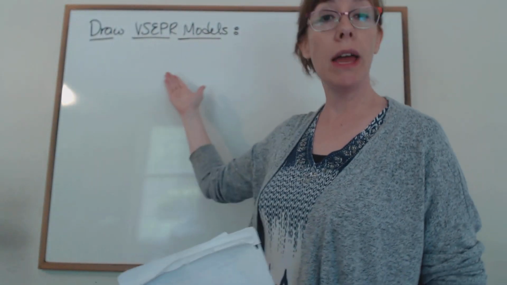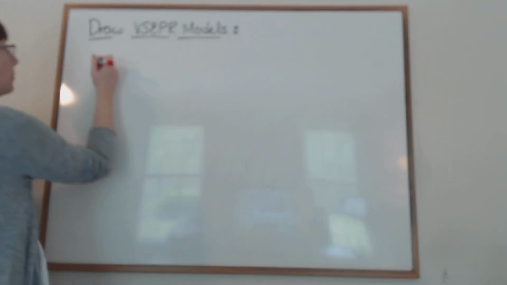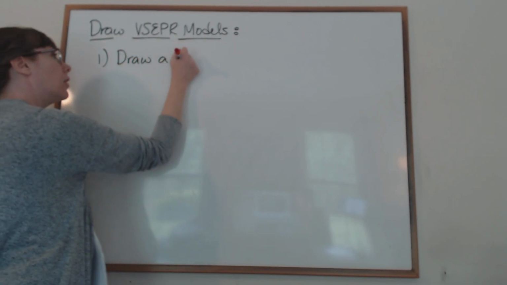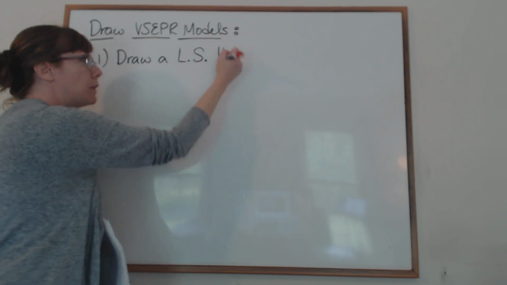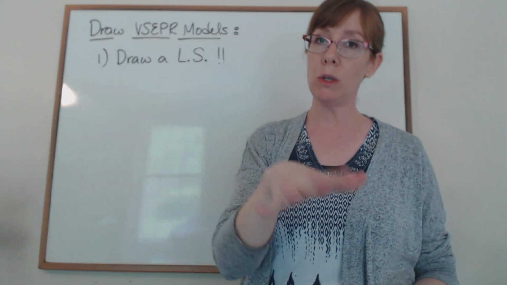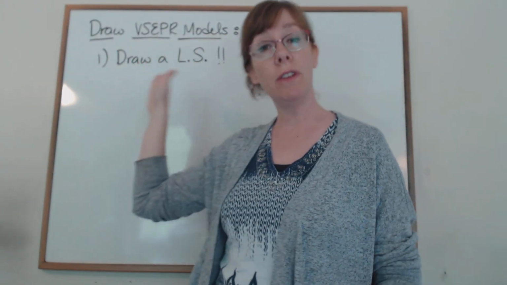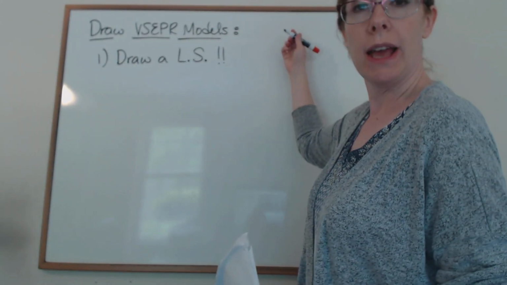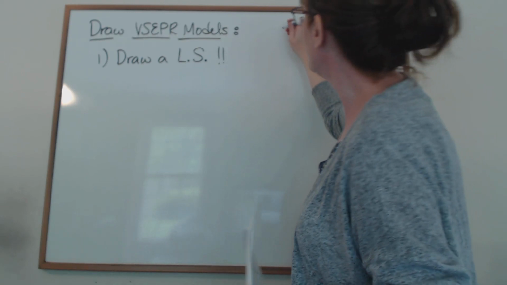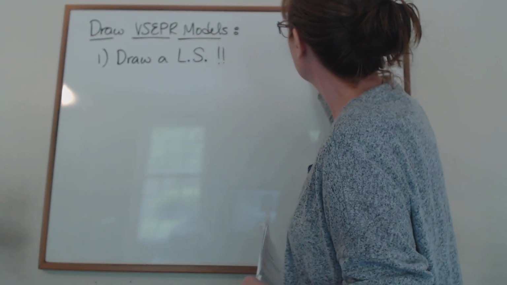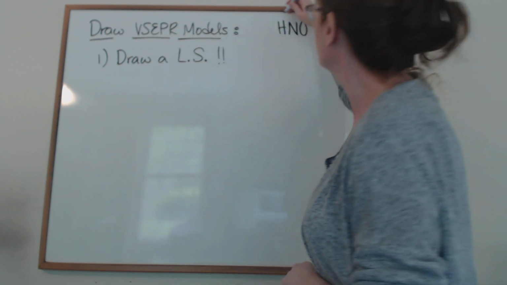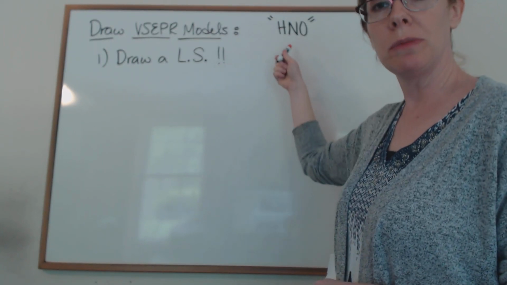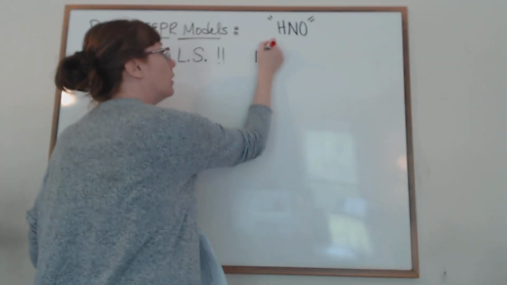So let me go ahead and give you the steps to draw a VSEPR model. Step 1: start with drawing a Lewis structure. That's what I'm saying. You always start with Lewis theory before you get to apply these kind of more complex theories. So the first thing is to draw a Lewis structure. So let's go ahead and, as an example, analyze the molecule HNO. I'm going to kind of just jump ahead to the Lewis structure, but let me give you the Lewis structure for HNO.